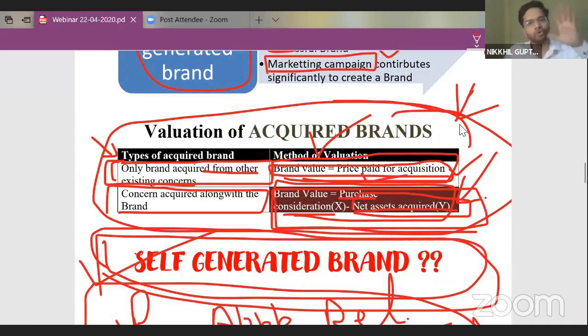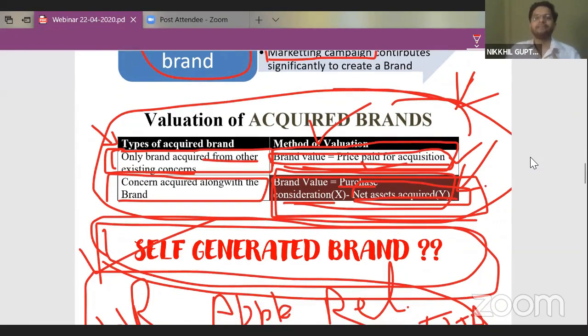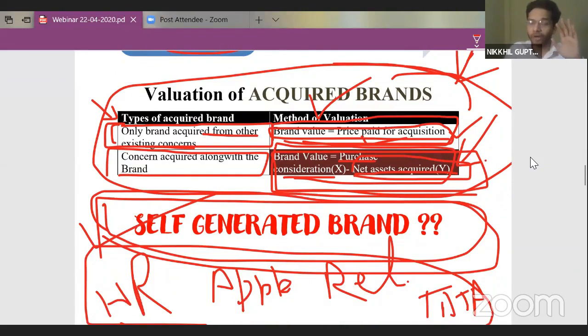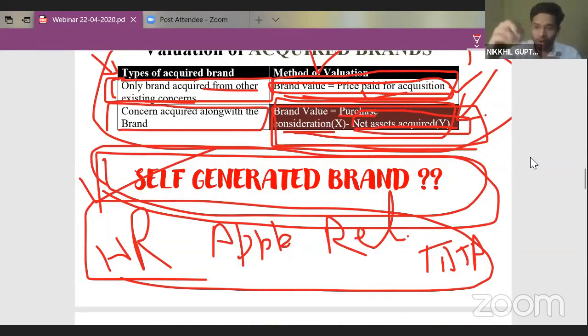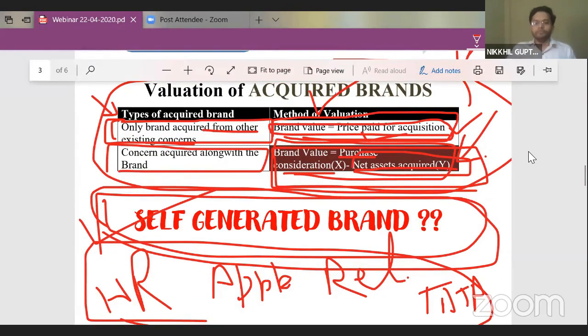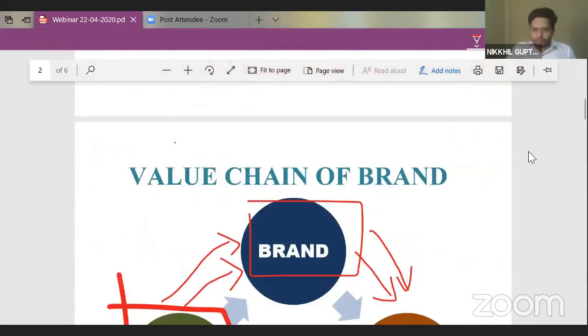So for me, there is no difference between acquired brand and self-generated brand. So I will value both of them alike, whether it's acquired brand or self-generated brand. As a valuer, I don't distinguish between them. Whatever methods are applicable for acquired brand, I will apply all those methods to self-generated brands as well. Okay, now let me move on to my earlier slide.